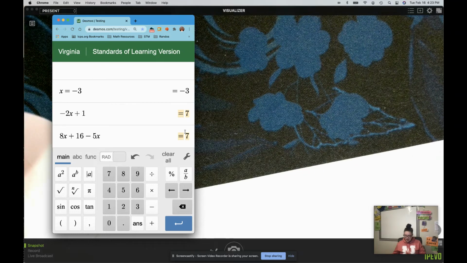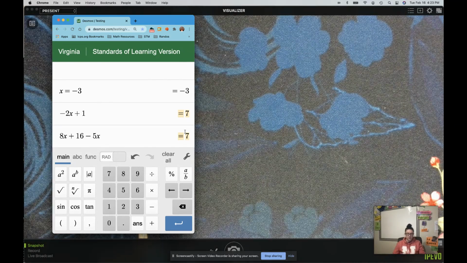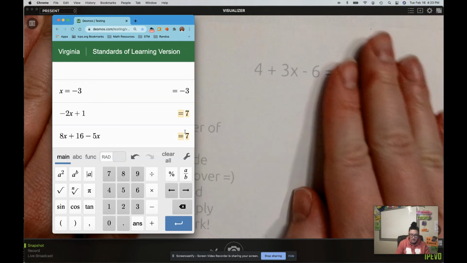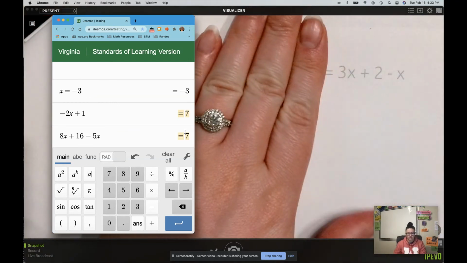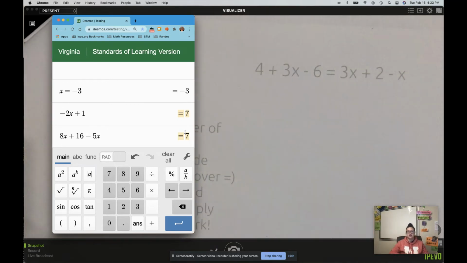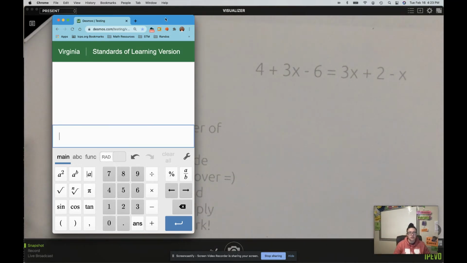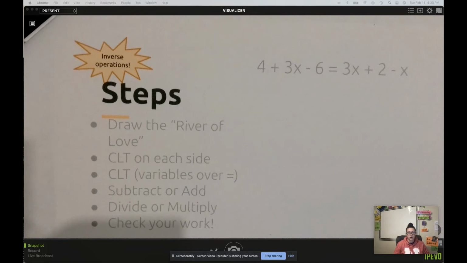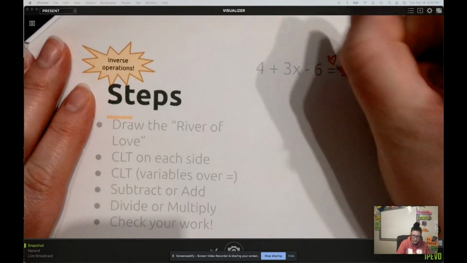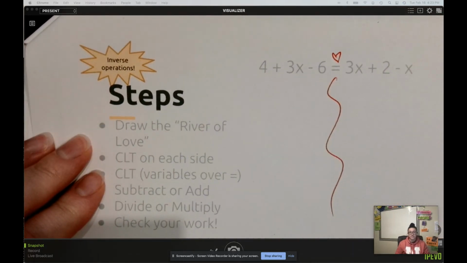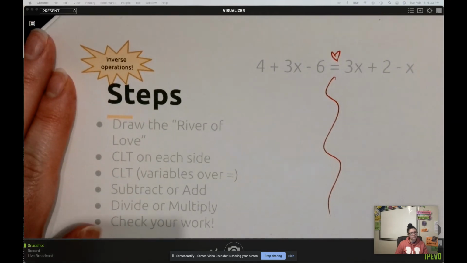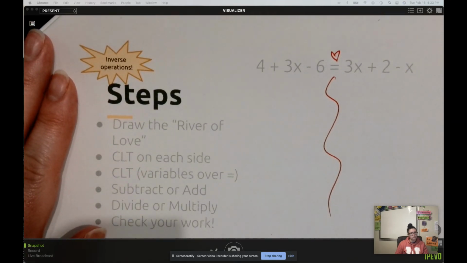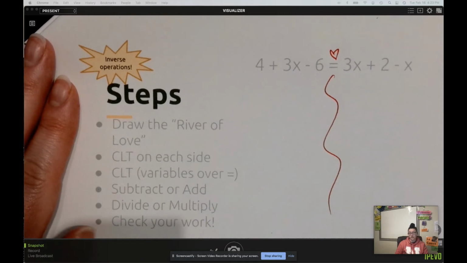Go ahead and give that next one a shot. Try it on your own for me. Again, do your left side first, combine the like terms, then the right side, then solve the problem. Pause the video, try that next one on your own. All right, do you have the answer? That was kind of fast. Are you sure you got it? Double check. Check it in the calculator, make sure you got it right on the calculator.